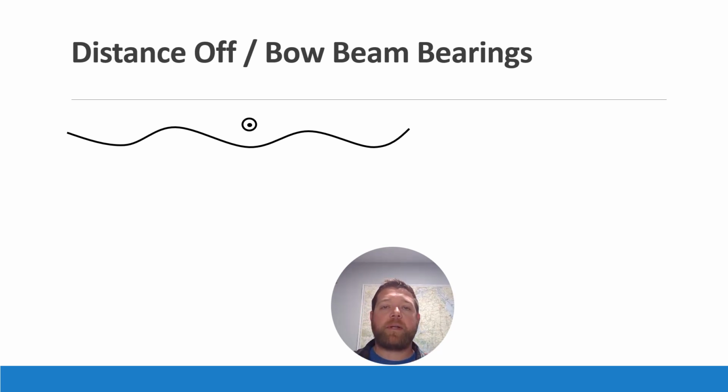Okay, this next problem is what we call our bow beam bearings, and with these we're solving for our distance off of an object. So with these types of problems, you're trying to figure out how far off of an object you are, and in the questions they're going to say you first sight this light at this bearing, and then X amount of time later you sight it again at this bearing. What is your distance off the light?